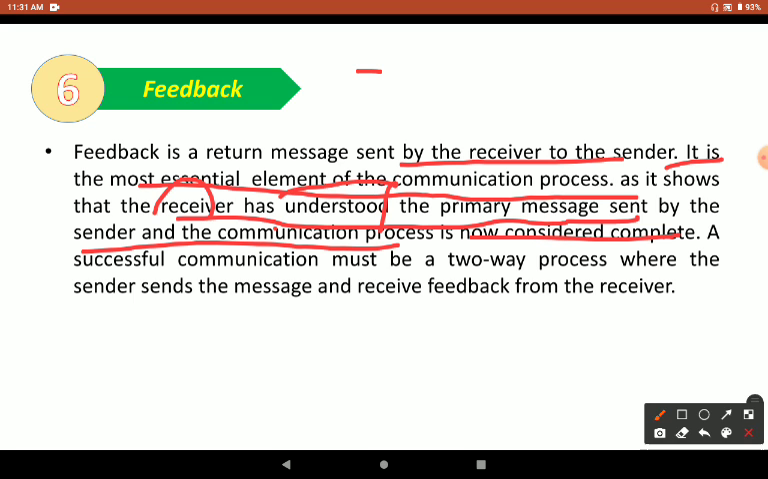Okay, a successful communication must be a two-way process. That means if only the sender is sending the message and the receiver is only receiving the message, and he or she is not giving feedback, then it is not two-way. Okay, so the process of communication should always be two-way.